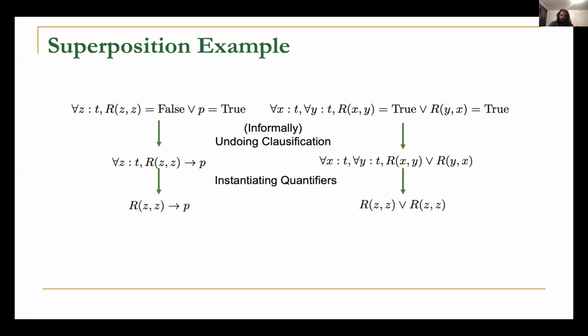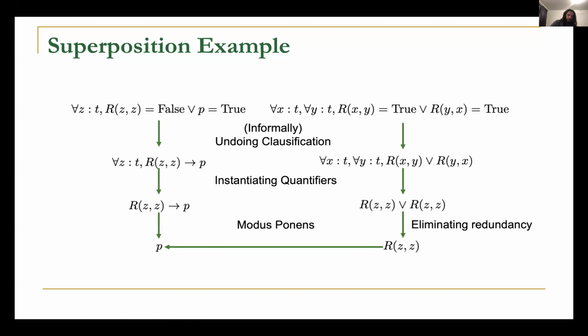If we instantiate all of these quantifiers with the same free variable z, we get these clauses. Then if we eliminate the duplicated literal on the right clause, we have that R of ZZ implies P, and we have R of ZZ. Applying modus ponens to these two facts gives us that P is true, which might not have been immediately obvious from the initial two facts. So that's how we might reason about these two clauses by hand.